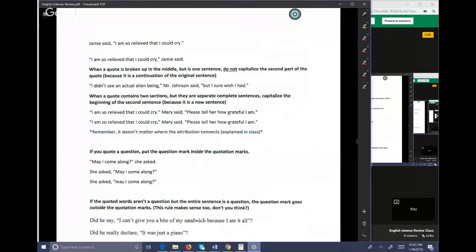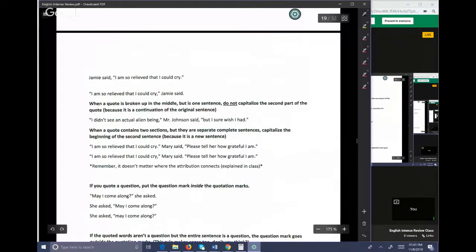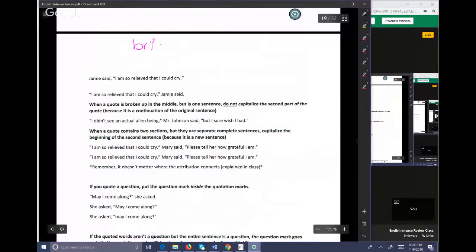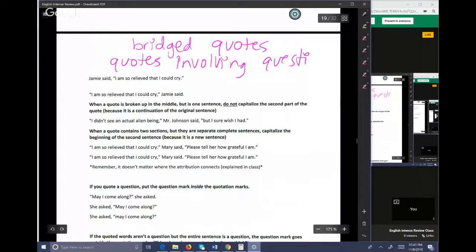Quote rules. I'm going to really quickly review these. There are two major things you're supposed to know off the top of your head to be able to identify them on the test. One of them is bridged quotes, and another is quotes involving questions. So those are the two big things we discussed in class.